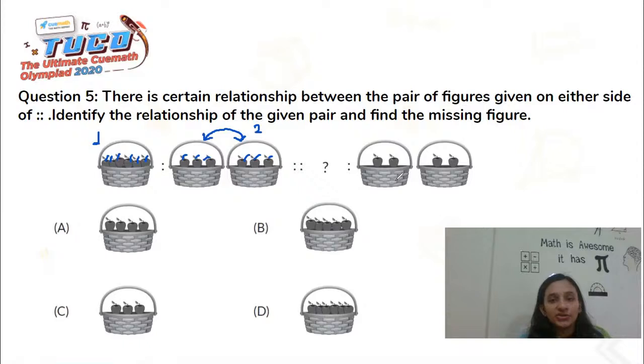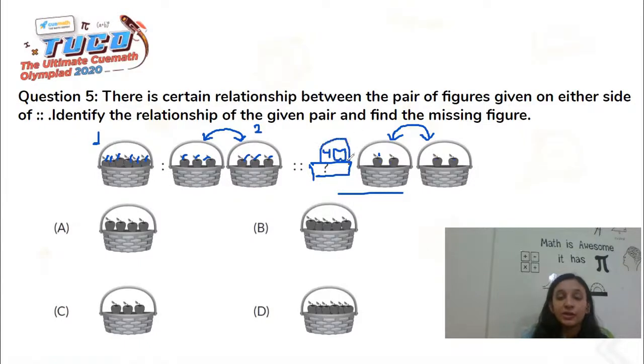So the same should be the logic for the pair on the right side of the double colon. If we combine the apples that are there in these 2 baskets, the same number should be there in the basket which should come here. So we have 1, 2, 3, 4. So here there should be 4 apples in the basket. Now let's see which of the options has 4 apples in the basket.